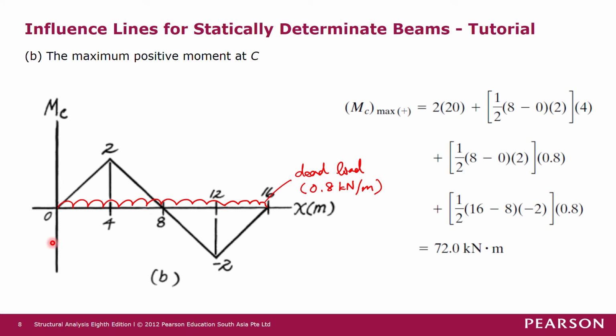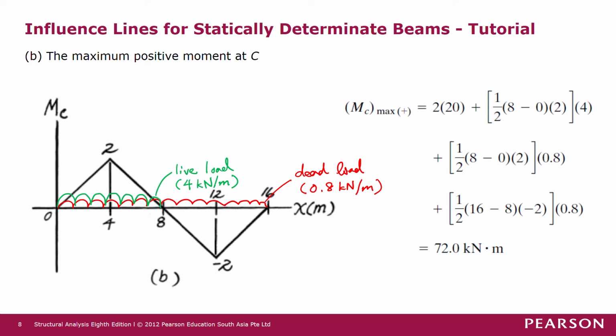And now we want the maximum positive moment at C. So now we have a choice of placing the live load of 4 kilonewton per meter length on part of the beam only. In this case, we are going to place the live load across the positive part of the influence line diagram only, because now we want the maximum positive moment. So we place the live load only from 0 to 8 meters, with an intensity of 4 kilonewton per meter length.